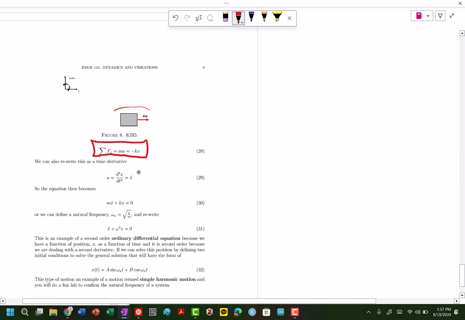We can use the relationship that we introduced way at the beginning of the class, that acceleration is the second derivative of x, or x double dot. So we can rearrange our equation from our forces to create what's called an ODE. This is an ordinary differential equation. It's ordinary because we're looking at a single function with regard to one independent variable. x is a function of time.